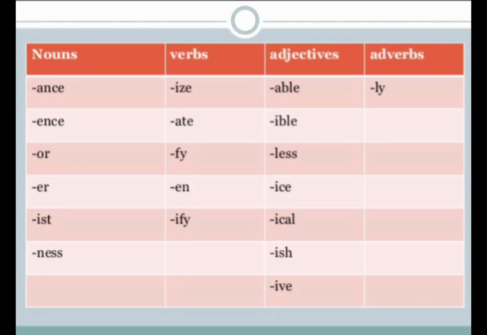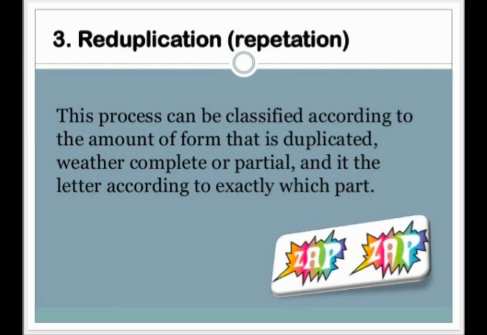In this table are examples of suffixes. For nouns: ance, ence, or, ist, ness. For verbs: ize, ate, fy, and ify. For adjectives: able, less, ic, ical, ish, ive, and the last is adverbs: ly, as in easily.